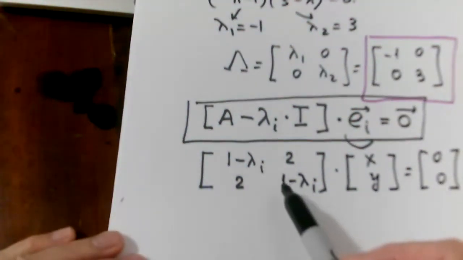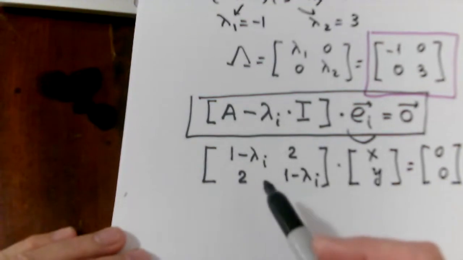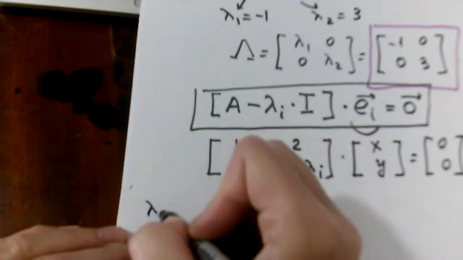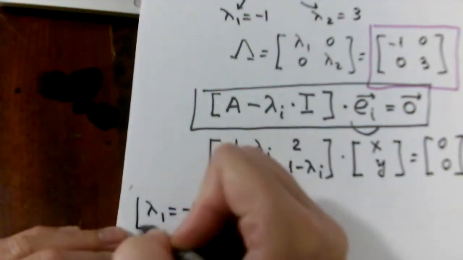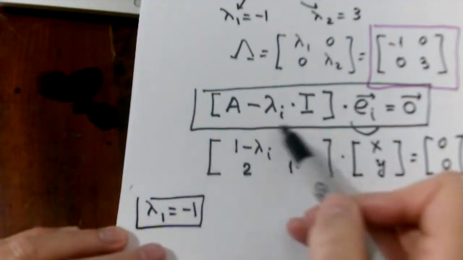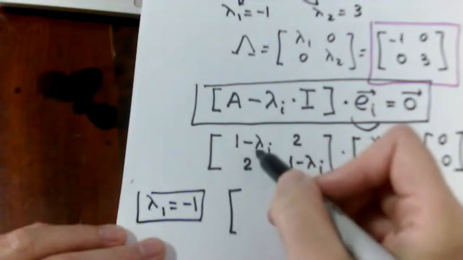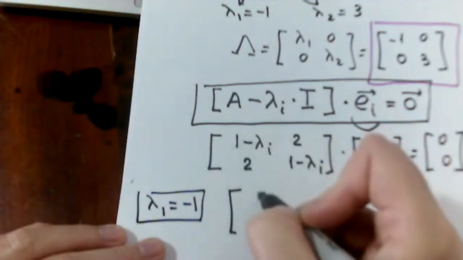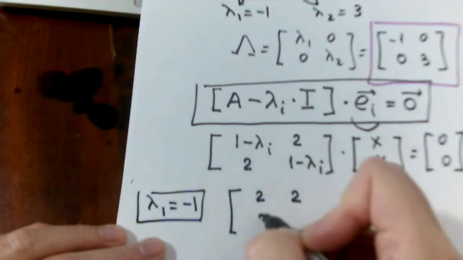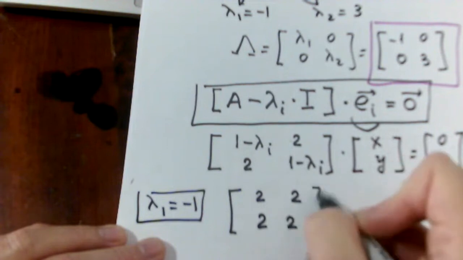Now it's time to go over each lambda one by one. So lambda 1 is equal to -1. It means that we need to take this matrix and substitute -1 there instead of this lambda. So 1 minus -1 will be 2. The first row is 2, 2, and the second row is the same, 2, 2.